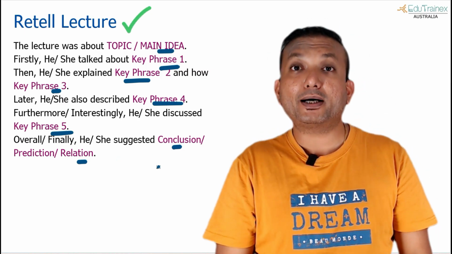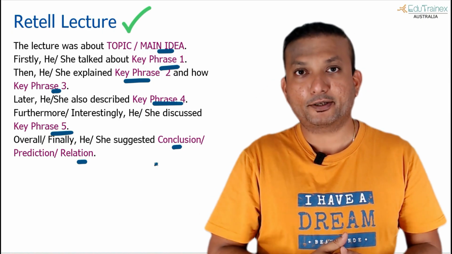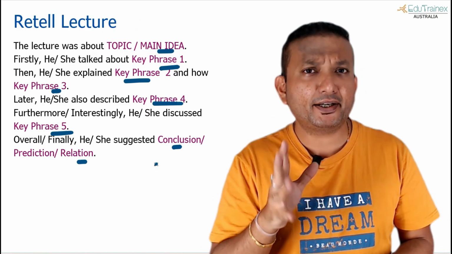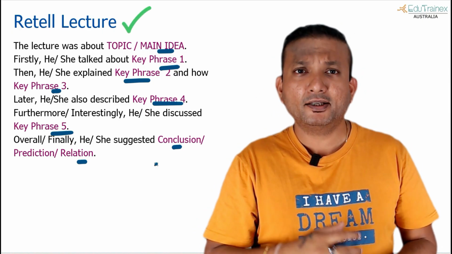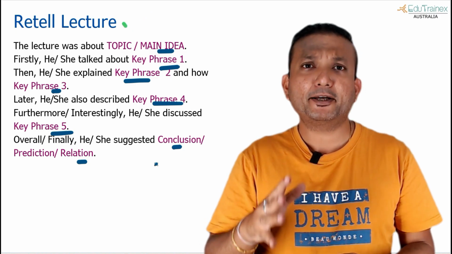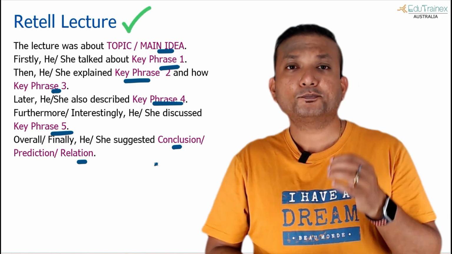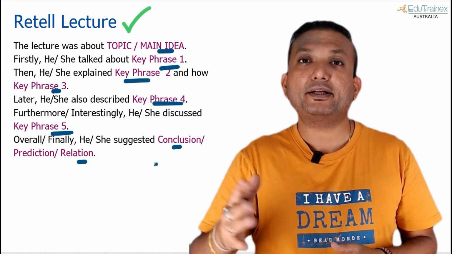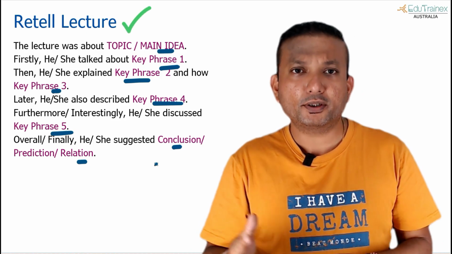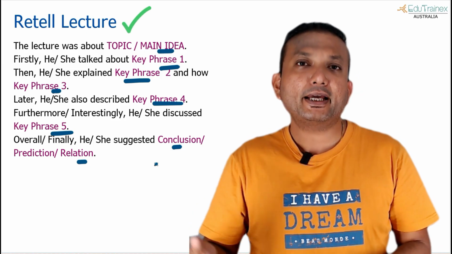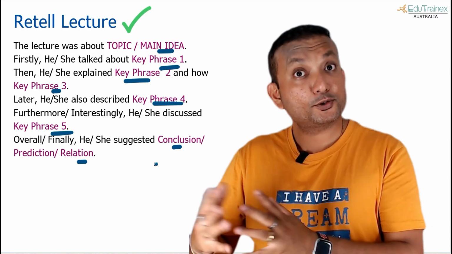So the lecture was about, we explain the topic. What was the topic? Probably you will hear it in the first 10 to 20 seconds. The lecture was about the decision-making process of humans. Firstly, he or she talked about, explain what was heard, avoid harming others. Then she explained something else, and then how something else also happened.